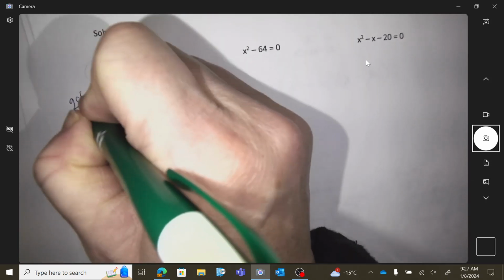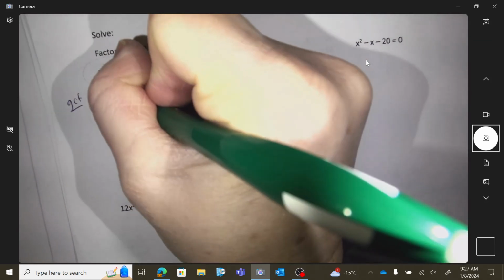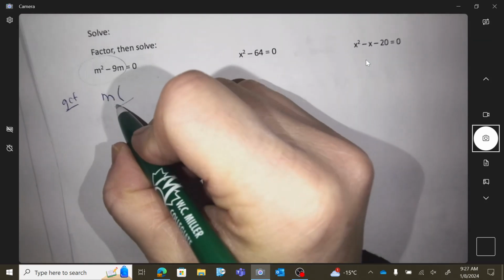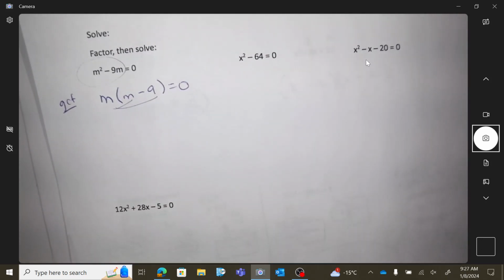Did you think GCF? Did you see something with that? So there's 2 items. What's the commonality in those 2 items? An M? So this time I'm also writing equals 0 at the end. I can't forget that. It's an equation now.